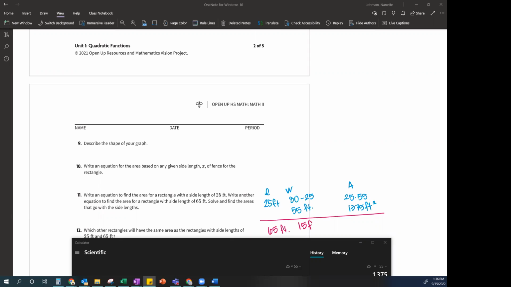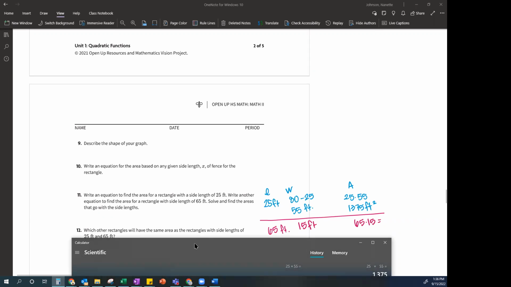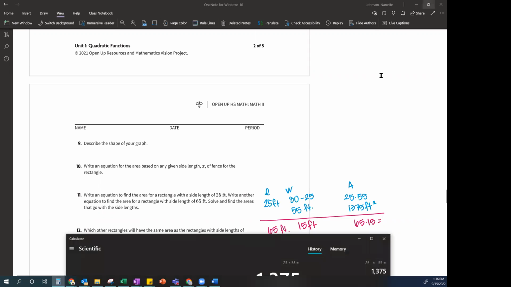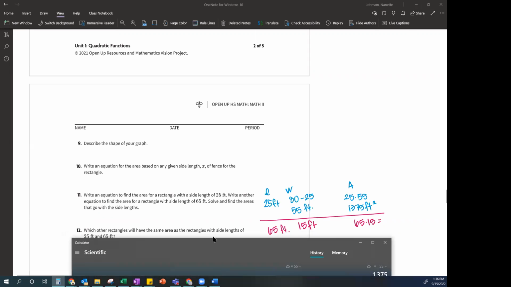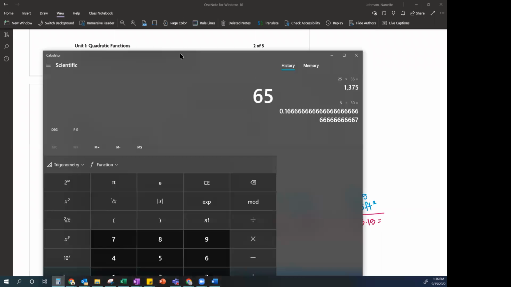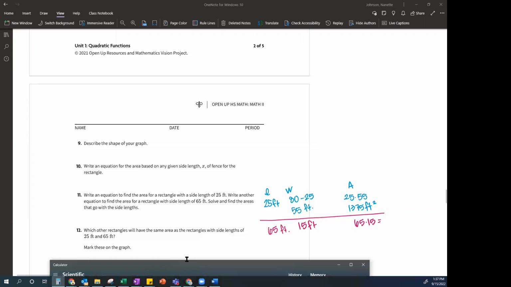So then I'm just multiplying those two. 65 times 15 would be my handy dandy calculator right here. Oh no, what happened? 65 times 15 is 975. So there you go. All right, we'll pause this.